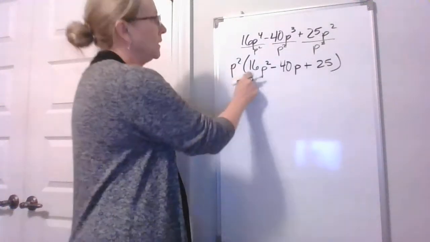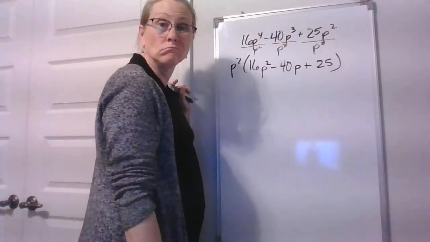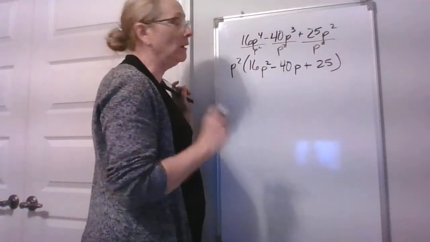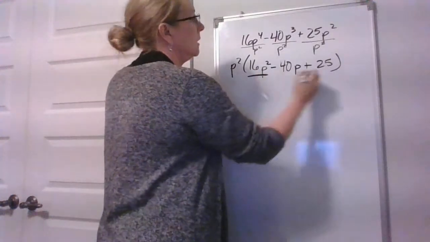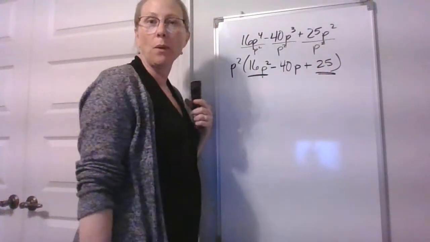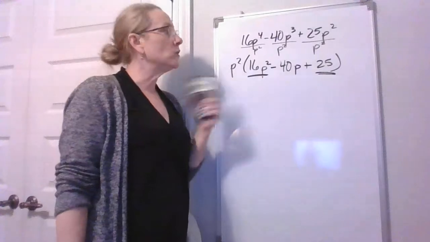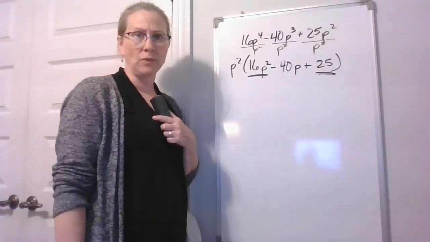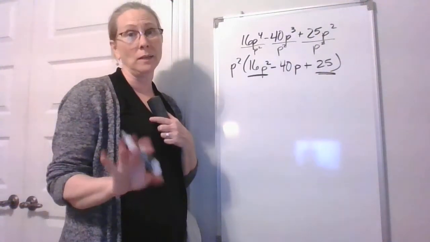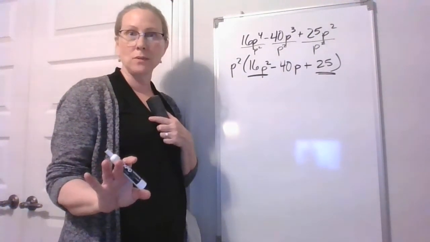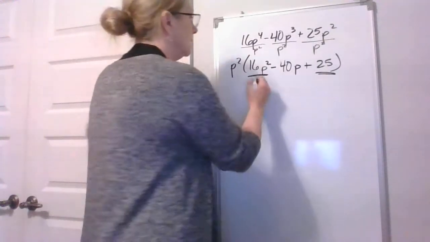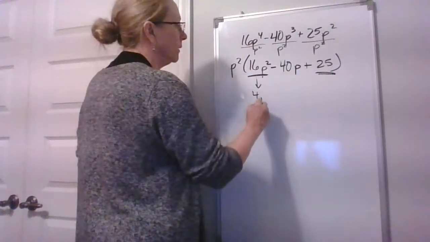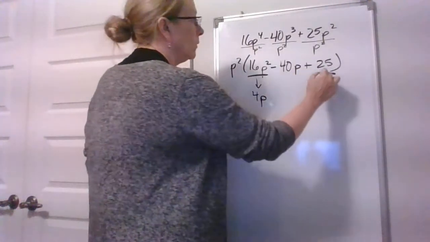If I try to do the box method here, it'll work. It'll take a while, but it will still work. However, what I notice is this. These are both perfect squares. 16 is 4 times 4, and 25 is 5 times 5. So before I do something like the box method that takes a lot of steps, I want to do this. What is the square root of 16 and the square root of p squared? What is the square root of 25?